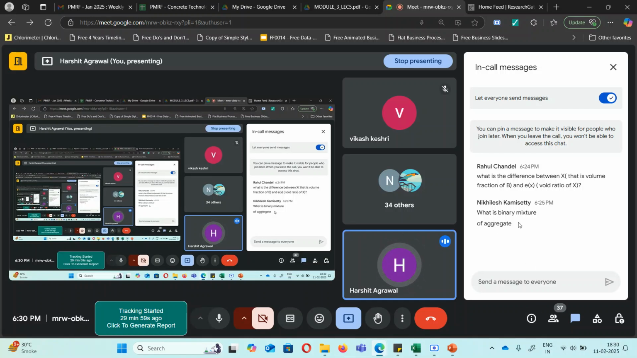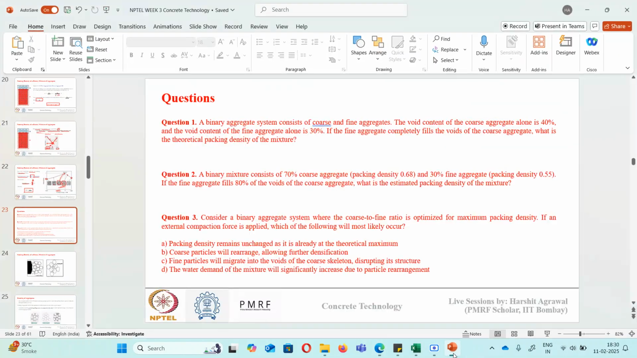What is a binary mixture? A binary mixture is when we have two sizes, A and B. If I have a ternary mixture, I have three sizes. And if I have more than three sizes, then we say multi-sized aggregate. Okay, I am freezing my screen right now so that everyone can see the questions.